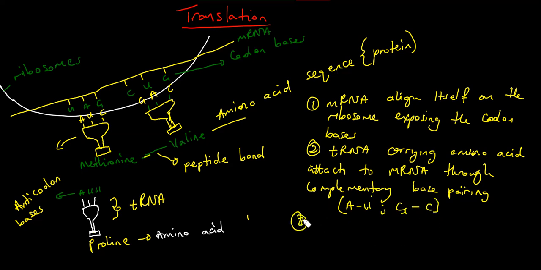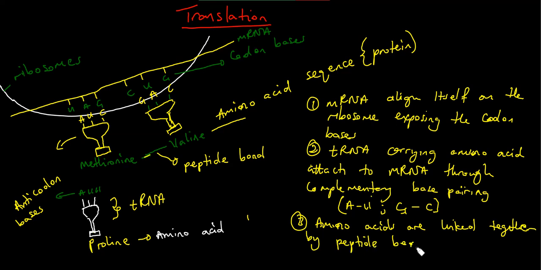Okay, then number three there, what we see is that amino acids are linked together by peptide bond. So we have the peptide bond forming here. We need to remember this bond here. We have the peptide bond forming between your amino acid and the long chain.